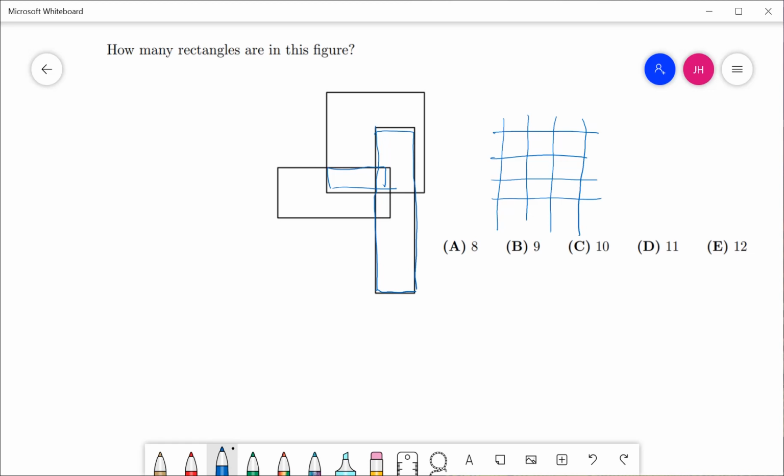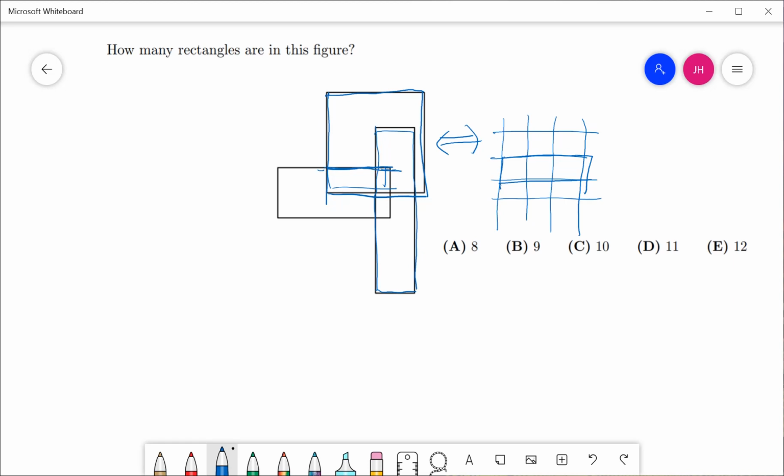So something different between these two figures is that each rectangle in the grids can be subdivided into pieces such that each piece is a rectangle. However, in our problem, some of the rectangles are not sliced properly. For example, let's look at this one. Let's look at this square. So it's a rectangle, right? So in this rectangle, it's not sliced properly.